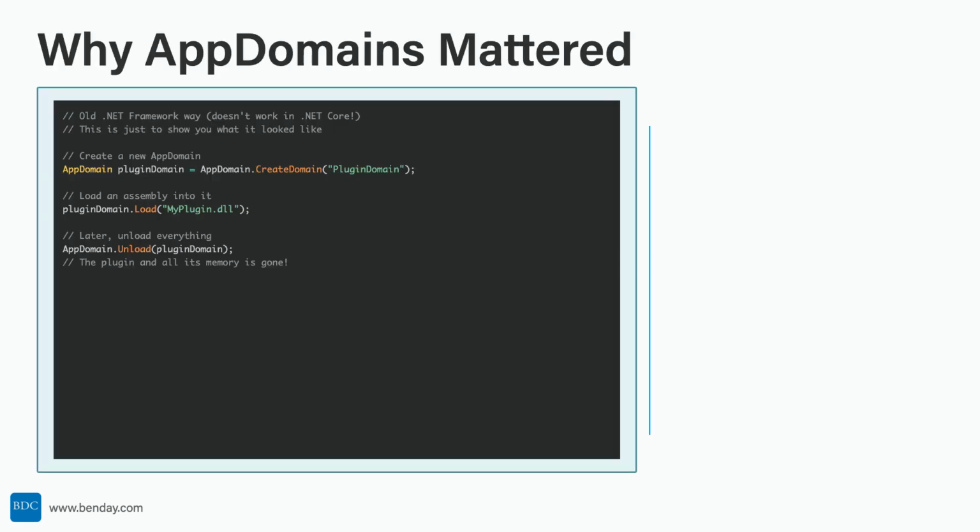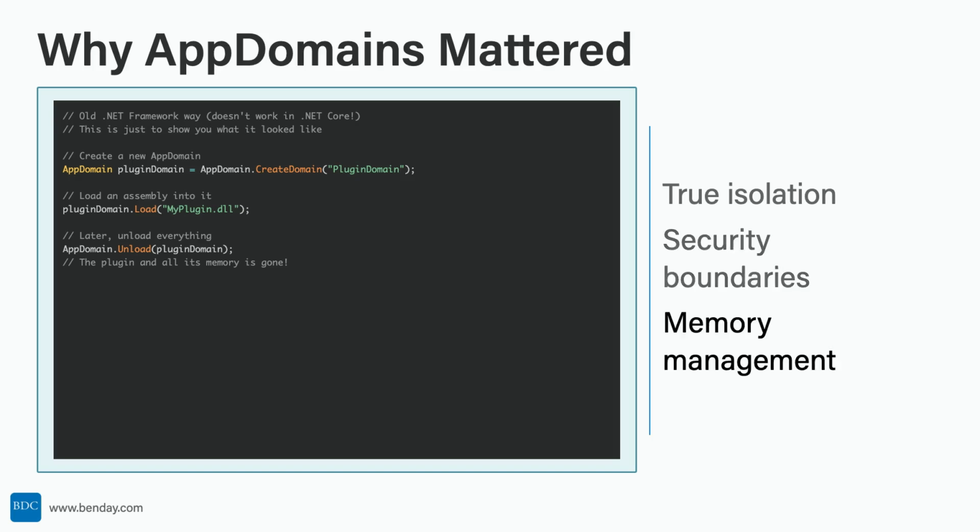Here's what AppDomain code looked like. This doesn't work anymore, but it's good to know the history. Each AppDomain had its own copy of static variables, its own memory space. A crash in one AppDomain didn't affect the others. It was like having multiple programs in one. You could run untrusted code in a separate AppDomain with restricted permissions, like a sandbox. If the code tried something naughty, the AppDomain boundary stopped it. When you unloaded an AppDomain, all its memory was freed. Perfect for long-running server applications that needed to load and unload components without memory leaks.